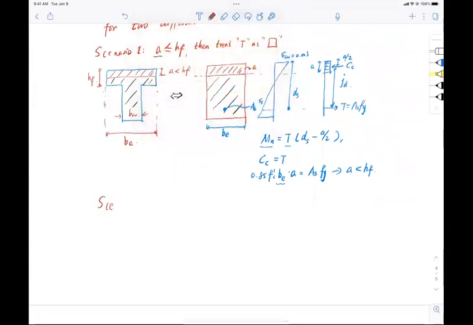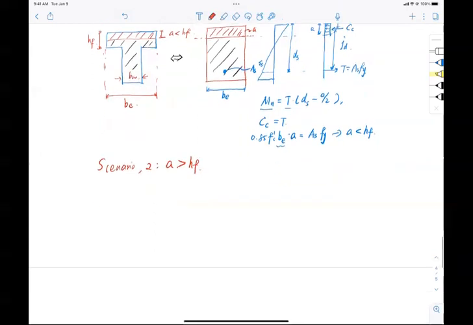But here comes the bomb, here comes the difficult part. What if I am in scenario number 2? That is, a has to be greater than hf. When a is greater than hf, I'm looking at my section again, and I realize that I'm looking at a T section right here. My T section is right here.